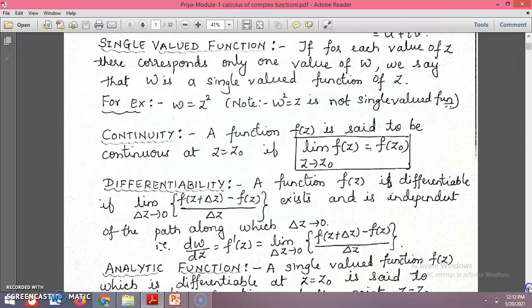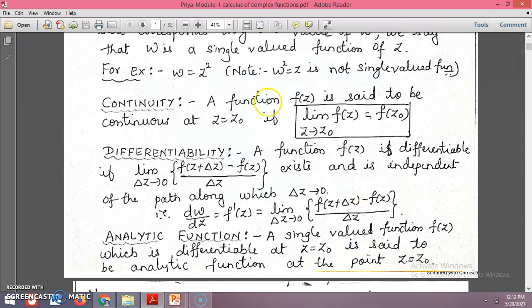How do you define differentiability? A function f of z is differentiable if the limit of f of z plus delta z minus f of z, divided by delta z, as delta z approaches 0 exists, and is independent of the path along which delta z approaches 0. That we call differentiability.